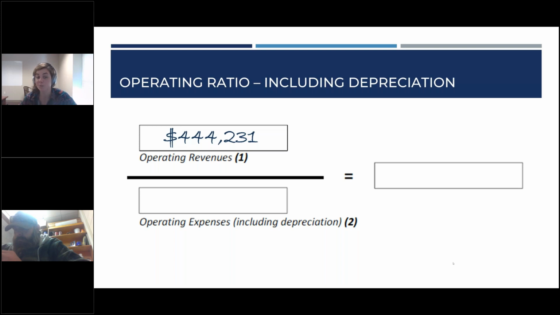Now we're going to include depreciation. So again, the numerator is that same value, 444,231. We haven't changed anything on the revenue side, but this time, instead of excluding depreciation, we're just going to keep it in. So we're just going to use that 511,448 value, which is our operating expenses with depreciation. And again, what you can probably already see is that the number that comes out of this is going to be very different. And it's 0.87.